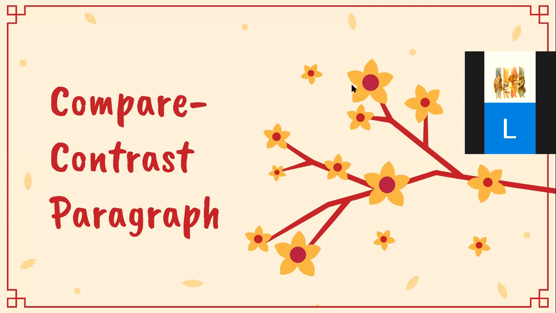So when I say compare two objects, compare two people, compare two things, two animals, two ideas, we are showing similarities. How are they the same? When I say contrast, I mean that I have to show differences, opposite things, opposite traits maybe.